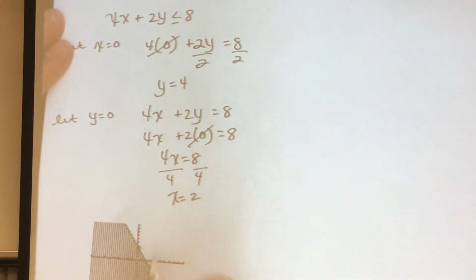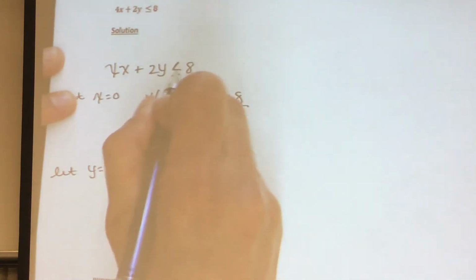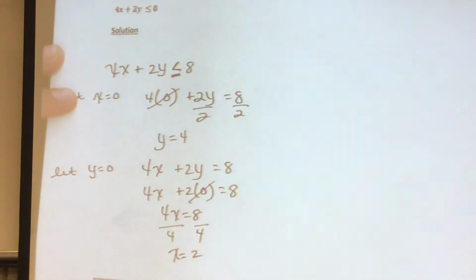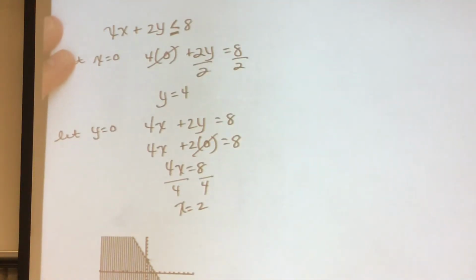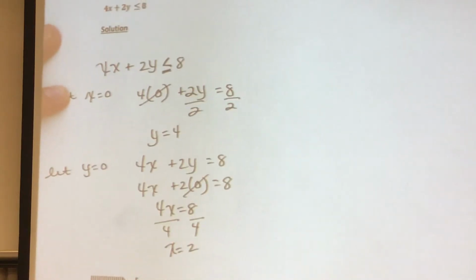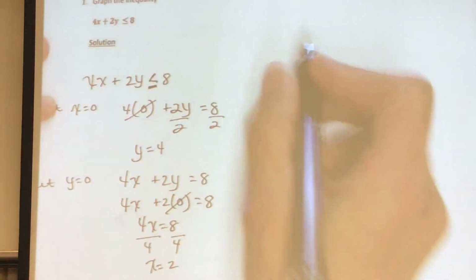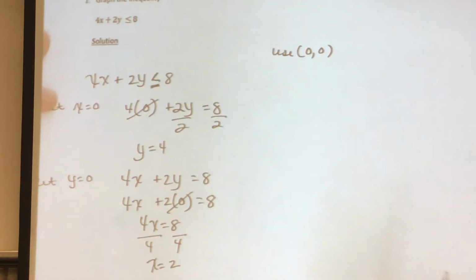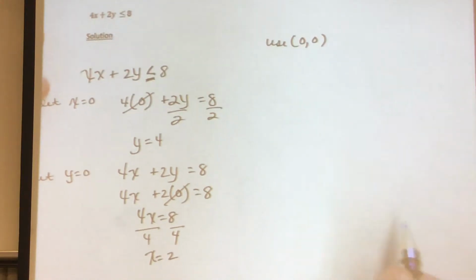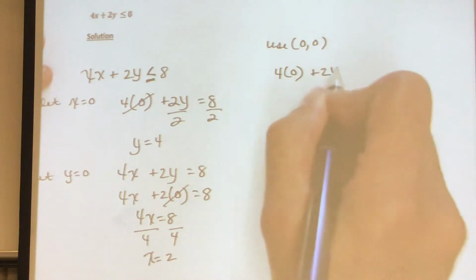So we have 0, 4 and 2, 0, and you're going to draw a solid line. Solid line because you have the underscore. It's less than or equal to. So when you have the underscore, you're going to use a solid line. And now let's use the test point to do the shading. So let's determine whether to shade above or below. So let's use a test point of 0, 0, which is a point not on the line. And I'm going to plug it into the x and the y.